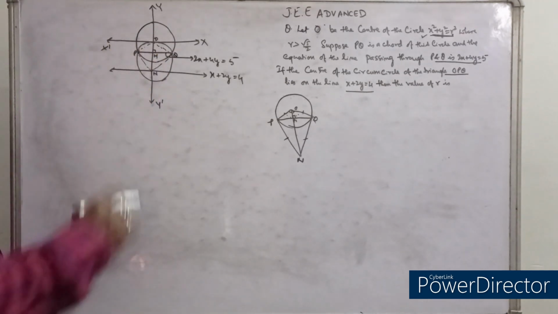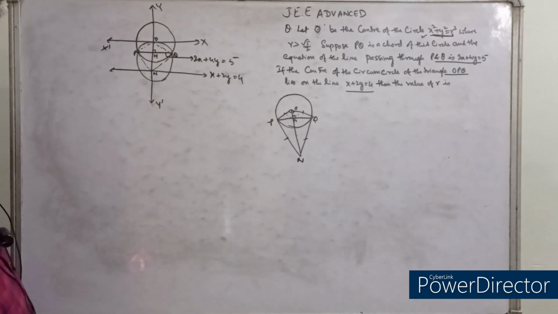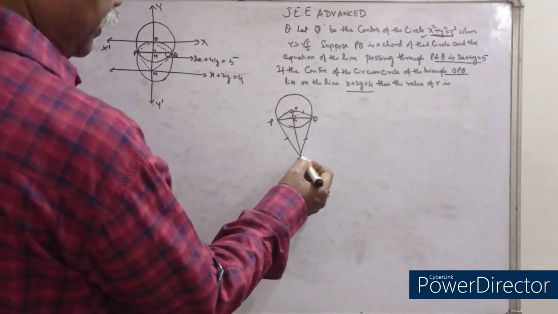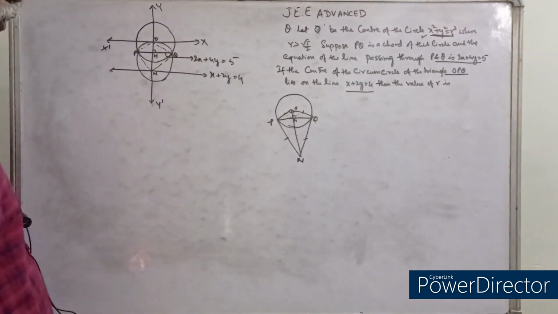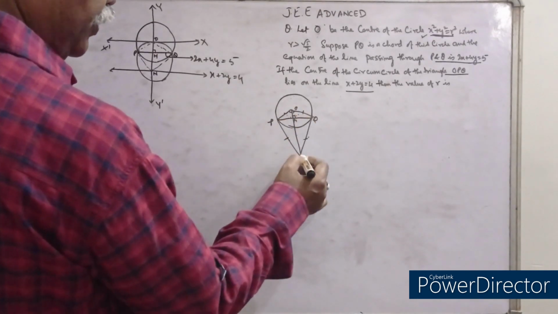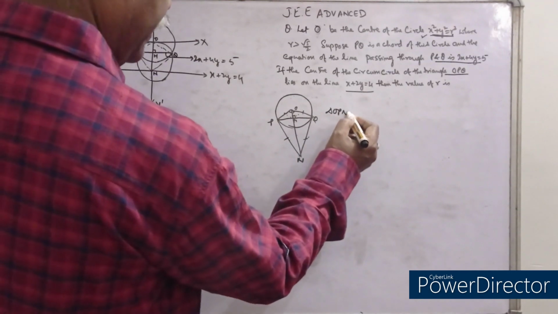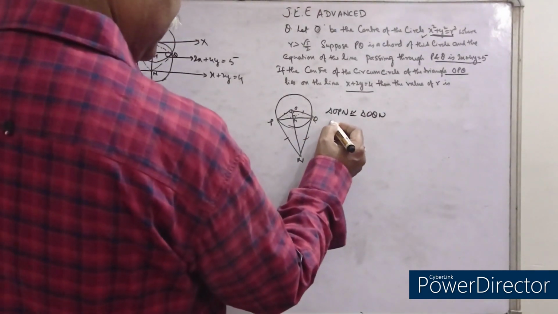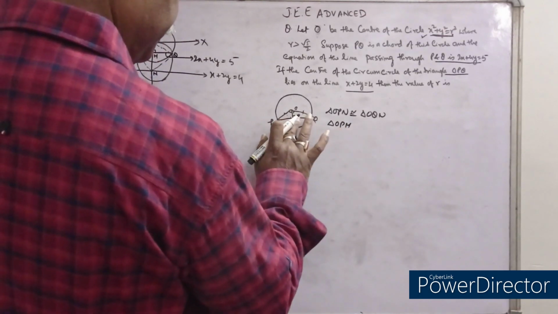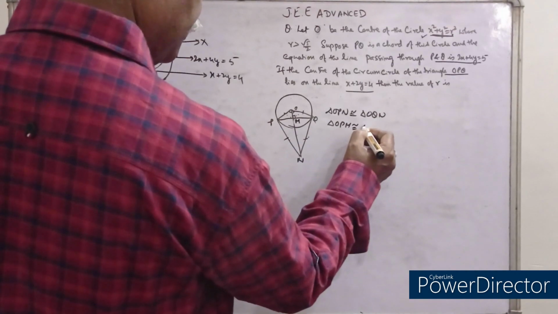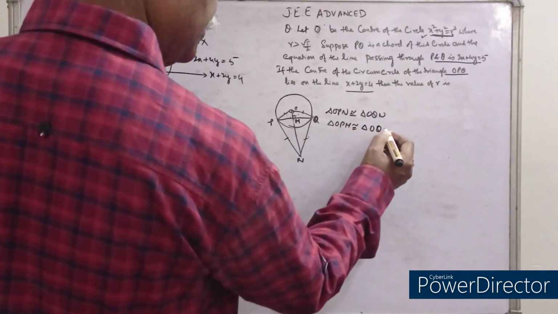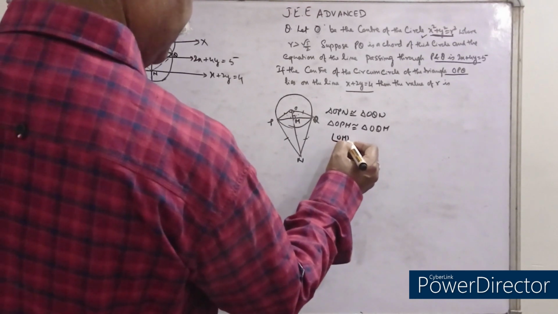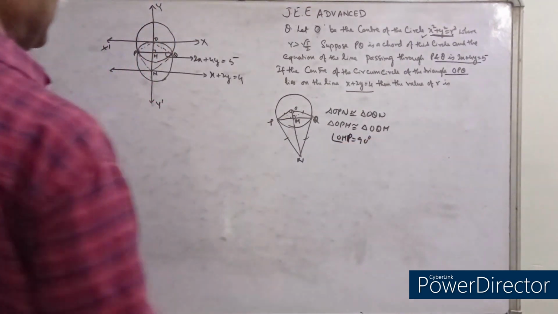Why have I said OM is 90 degrees? Again I am telling you that in class 10 you have read that from an external point, when two tangents are drawn, they are of equal length, and triangle OPN is congruent to triangle OQN. And again, triangle OPM is congruent to triangle OQM. So these two triangles are congruent. So here your angle OMP will be 90 degrees. This you have read in class 10.